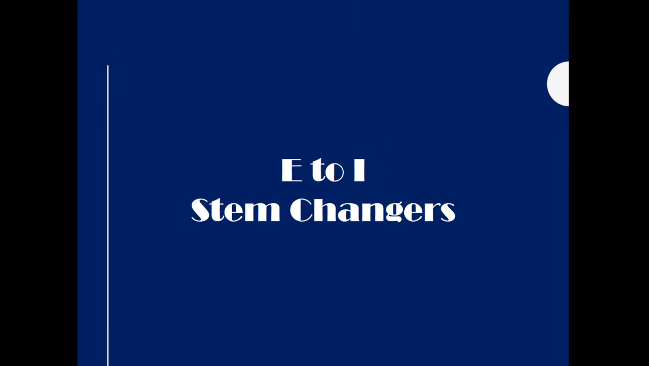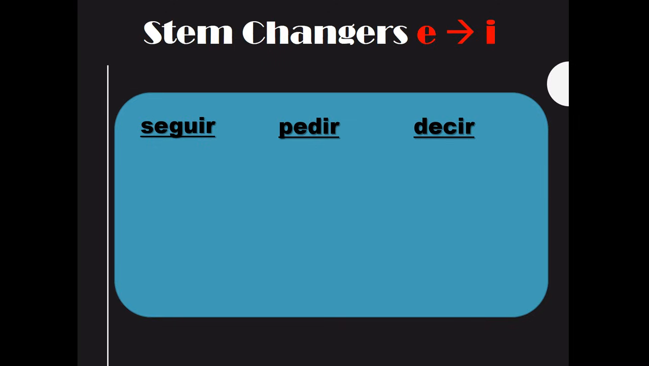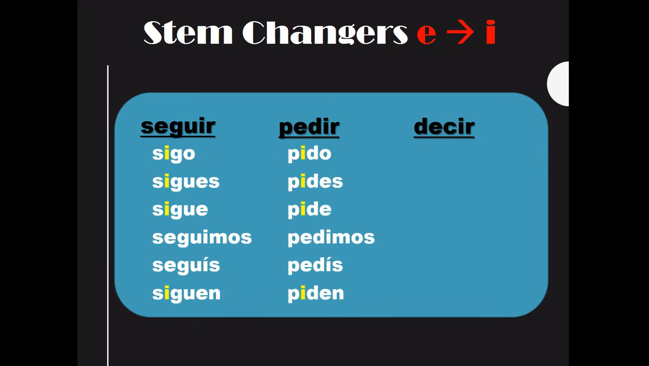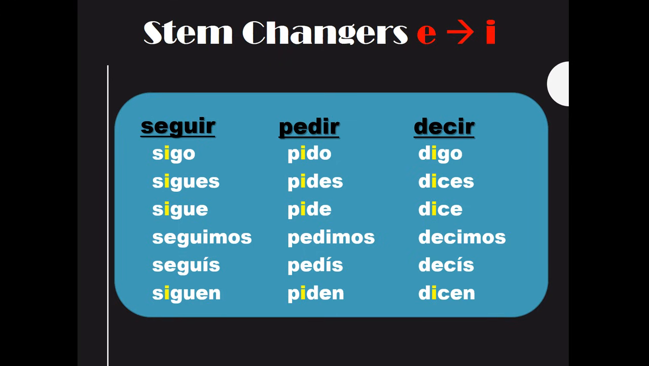All right, let's look at E to I stem changers first. I have seguir, pedir, and decir. To follow, to ask, and to tell. So let's see what they look like. You can see the E's change to I's, except in the nosotros and the vosotros form.